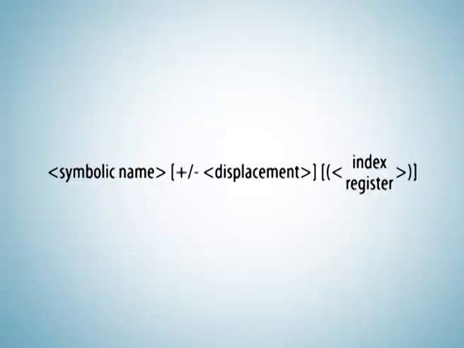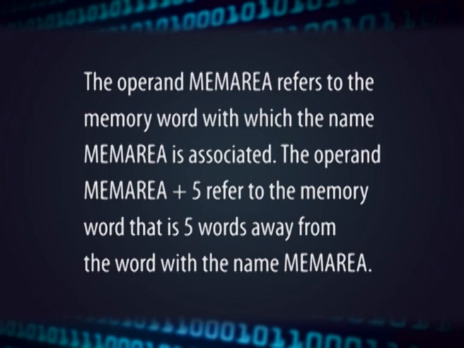Next is the operand specification. The operand specification in a typical assembly language statement has the following syntax: it starts with a symbolic name, followed by plus or minus, followed by a displacement, and then in brackets you have the index register. Thus, the possible operand forms are, if you have an operand, say memory area, you designate it with the symbol MEMAREA. MEMAREA refers to the memory word with which the name MEMAREA is associated.